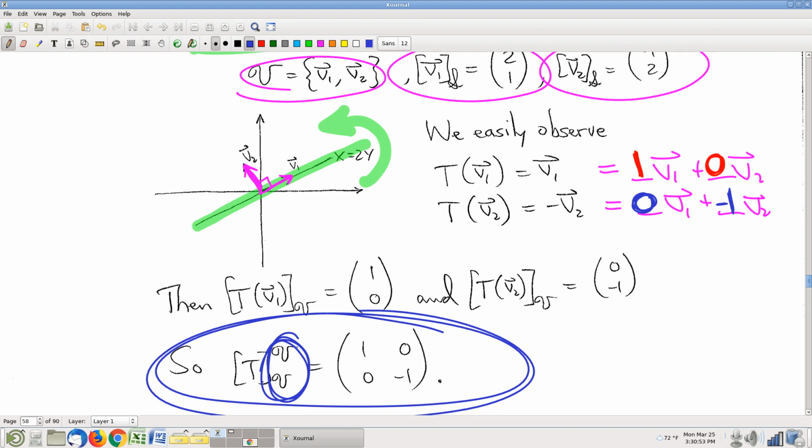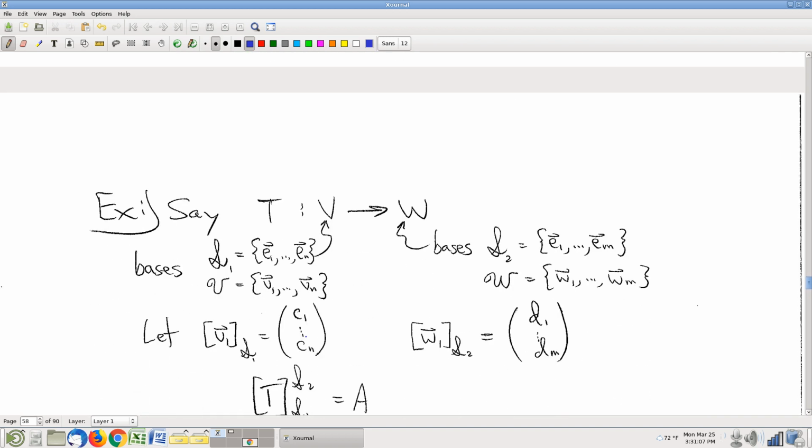How would I use that to rewrite to get T in terms of the standard basis? And we're not ready to do that just yet, but we will be by the end of today's class. Fingers crossed. Okay. All right.